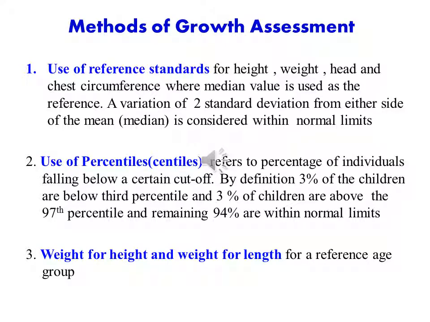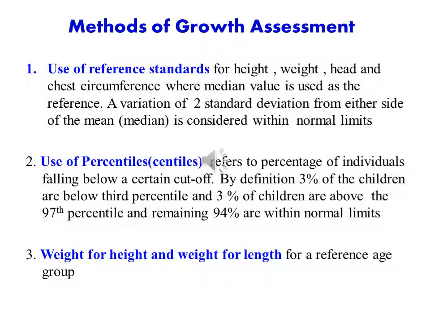Growth can be assessed using different parameters like reference standards for height, weight, head, and chest circumference, where the median value is used as the reference. A variation of two standard deviations on either side of the mean, that is 2 points above or 2 points below the mean or median, is considered within normal limits. However, if it differs by more than 2 points from the median, then it will be considered abnormal. Likewise, percentiles are used, which refers to the percentage of individuals falling below a percentile.